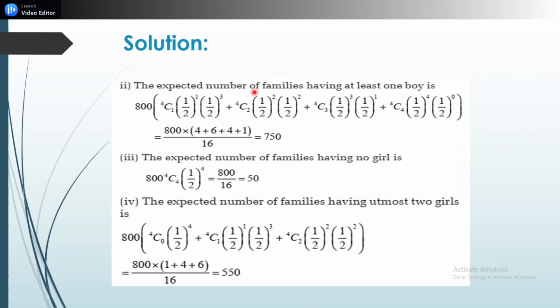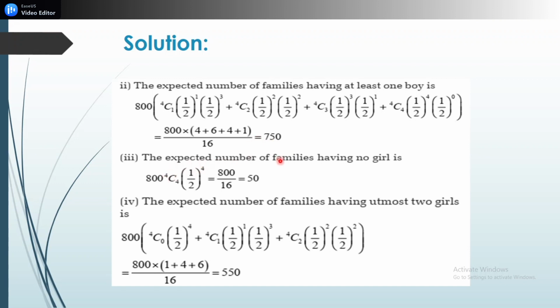The expected number of families having at least 1 boy: at least 1 boy means it can have 1 boy, 2 boys, 3 boys, or 4 boys, as we have a sample of 4. We take the sum of the probabilities and then multiply by 800, and we get 750 families who have at least 1 boy.